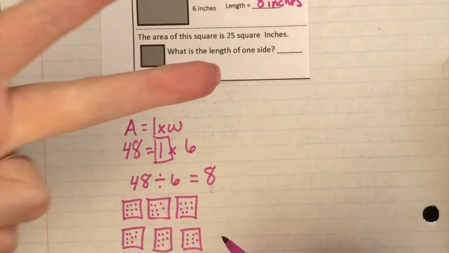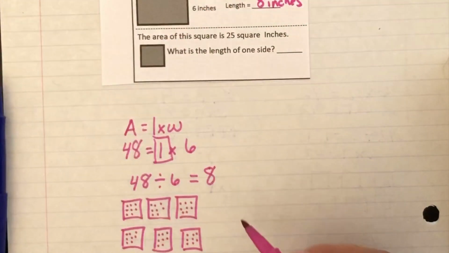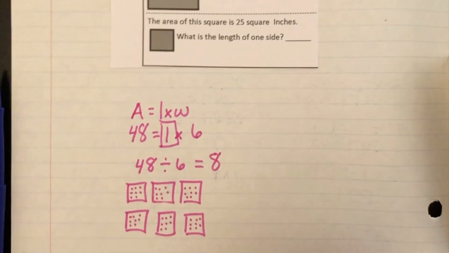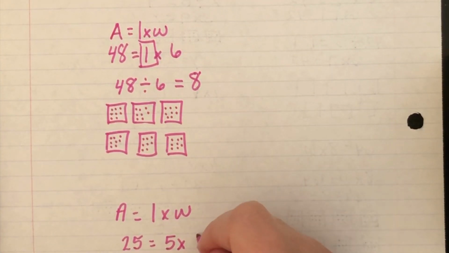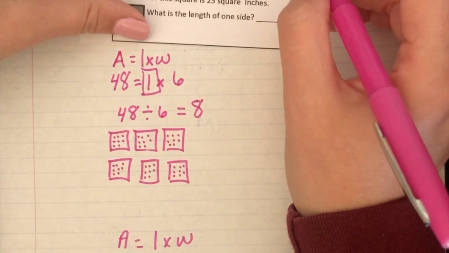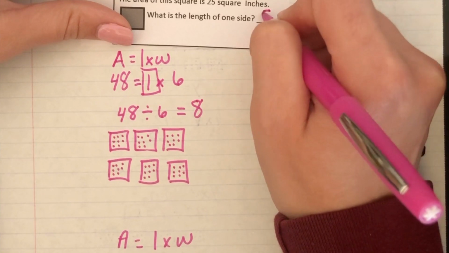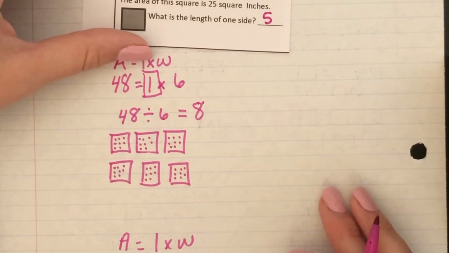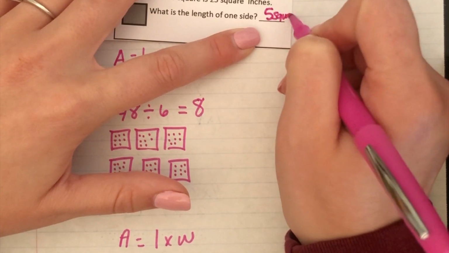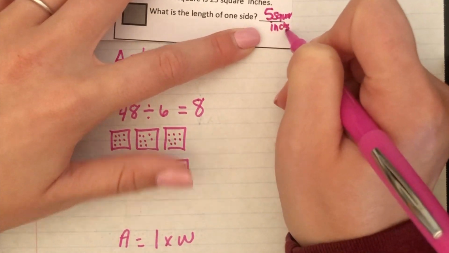5, 10, 15, 20, 25. If I count up, I know that 5 times 5 equals 25. So the length of one side is 5 square inches.